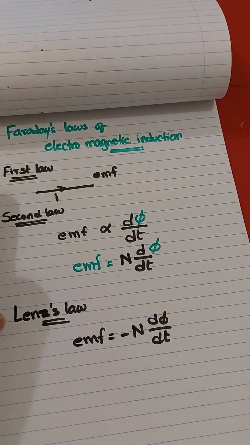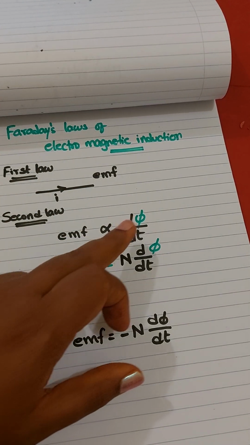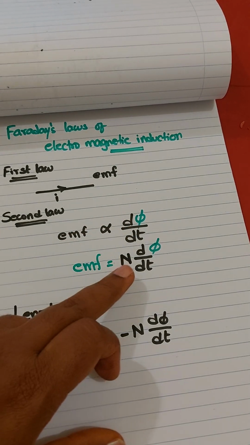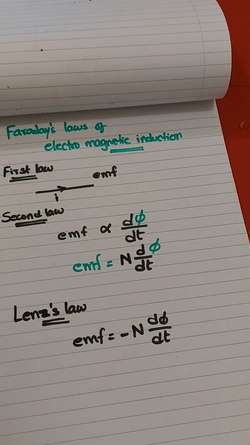Clear? So first law states EMF is induced. Second law states EMF is directly proportional to the rate of change of flux. To remove the proportionality, we have kept the number of turns. Right. So let us do a small problem here.